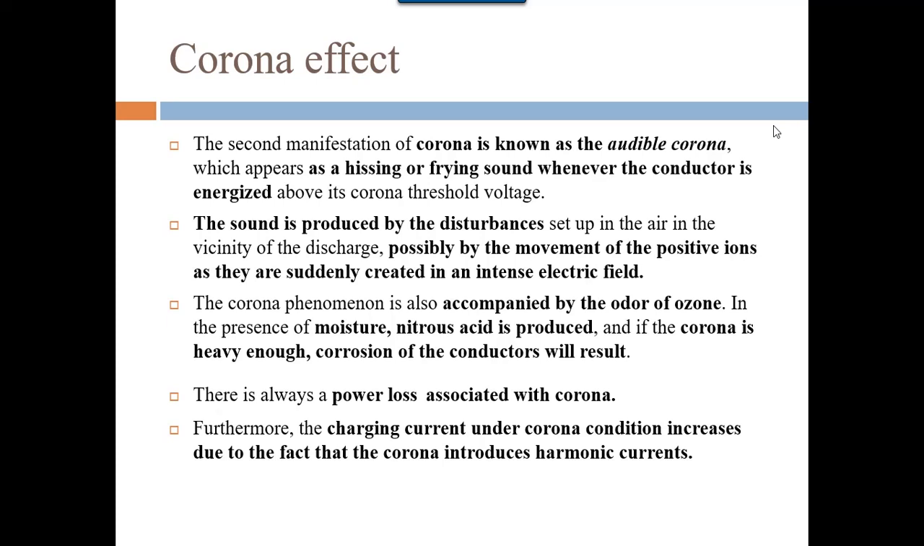That is also a loss in the conductor. So you should keep in mind that there is always a power loss associated with corona. Furthermore, the charging current under the corona condition increases due to the fact that the corona introduces harmonic current. Because when the charging of the air around the conductor increases, the harmonics in the system also increase. And so you should keep in mind that the corona effect increases the harmonics in the system.